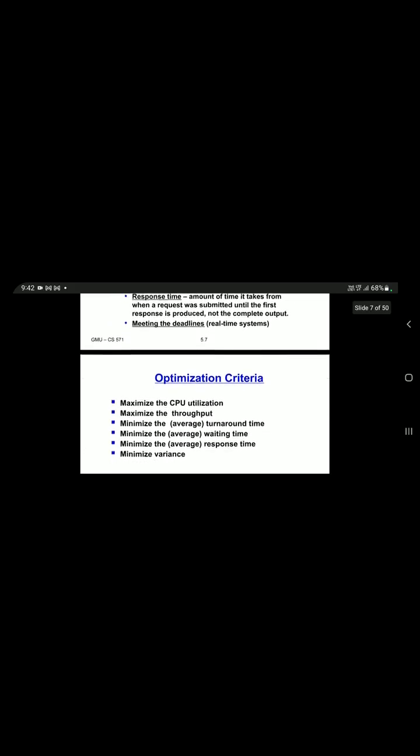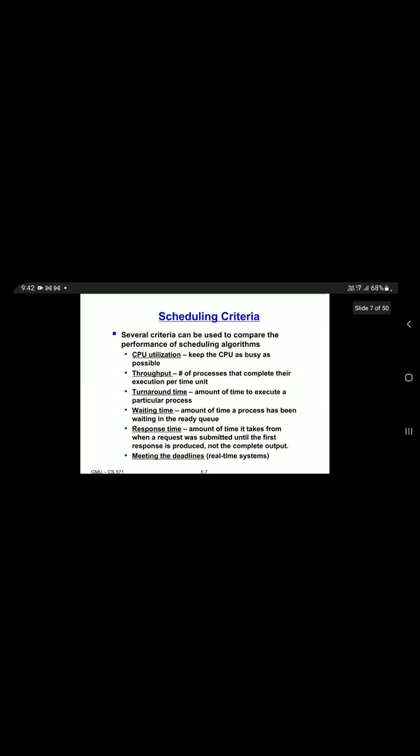Waiting time is the amount of time a process has been waiting in the ready queue, literally waiting for its chance to come. Response time is the amount of time it takes from when a request was submitted until the first response is produced, not the complete output. Meeting the deadlines, that is for real time systems. Now this was about the CPU scheduling criteria.